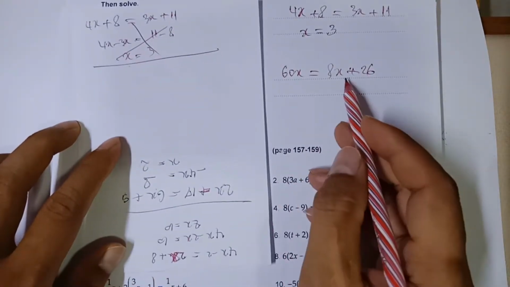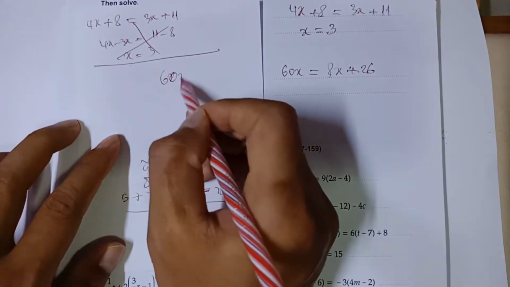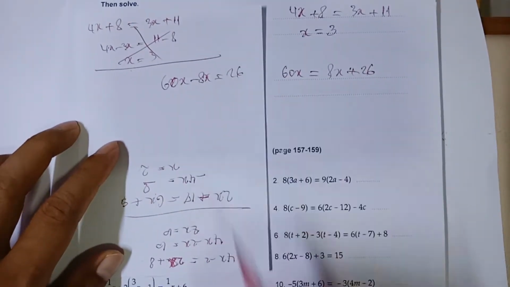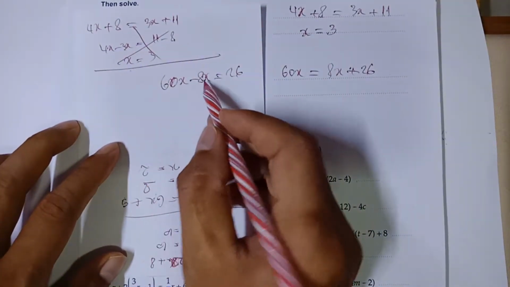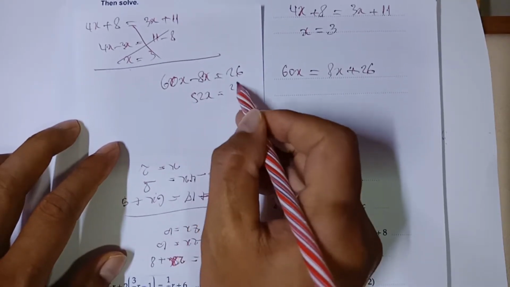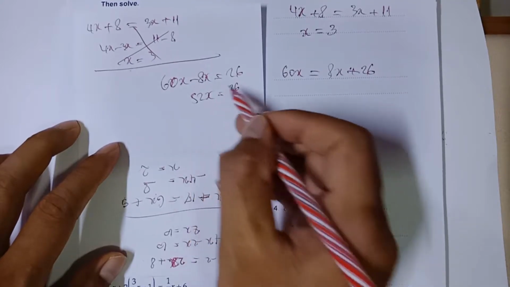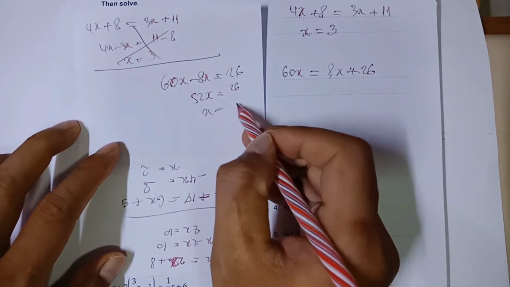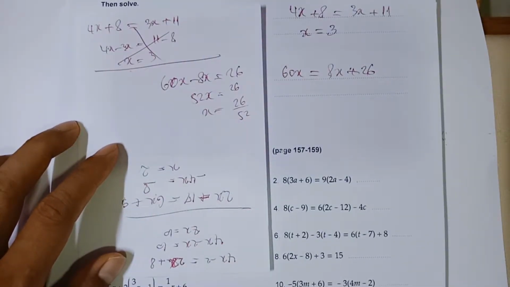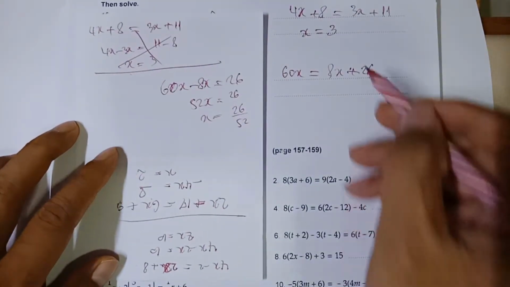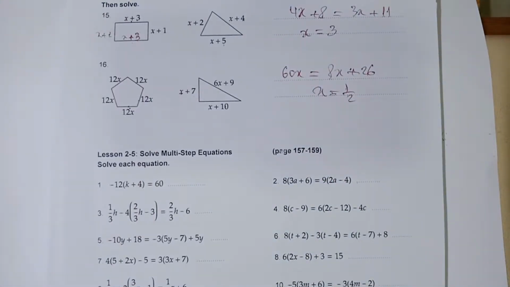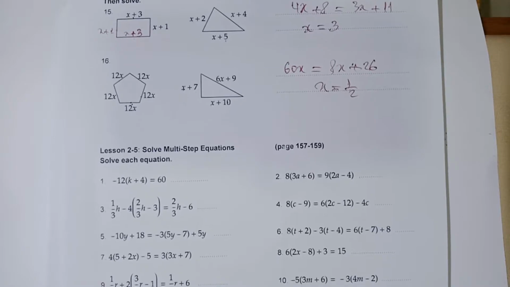Now once you have that, let's do the transposing. You have 60x minus 8x equal to 26. So 60 minus 8, you're going to have 52x equal to 26. And then x equal to 26 over 52. 26 divided by 52 is going to be 1/2. So x equal to 1 over 2. That's the end of our lesson 2-4.